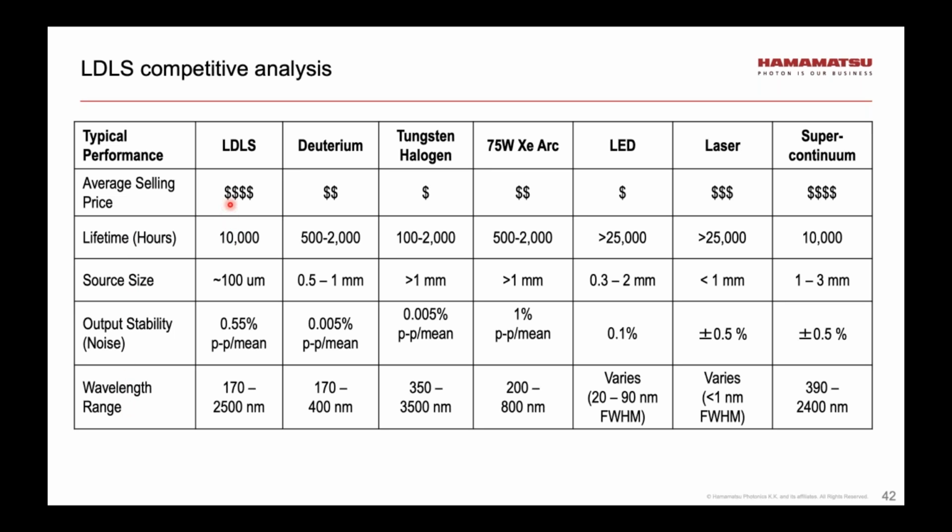And so you can clearly see that the price for LDLS tends to be higher than other sources, and the only source that is comparable in price is supercontinuum. However, please note the other aspects like source size, lifetime, or wavelength range, especially wavelength range. It is LDLS that has, in fact, the greatest range, even greater than the supercontinuum, i.e., it can extend deeper into the UV part of the spectrum.